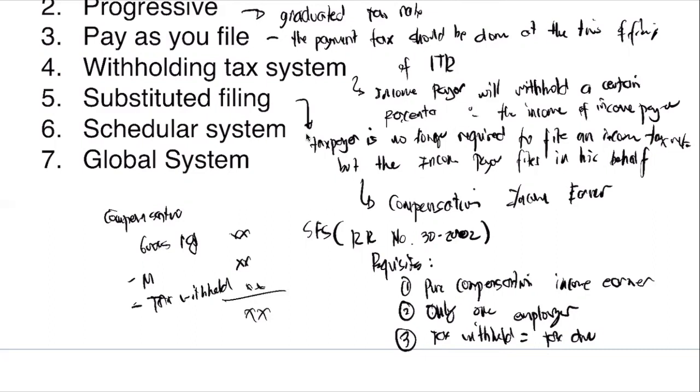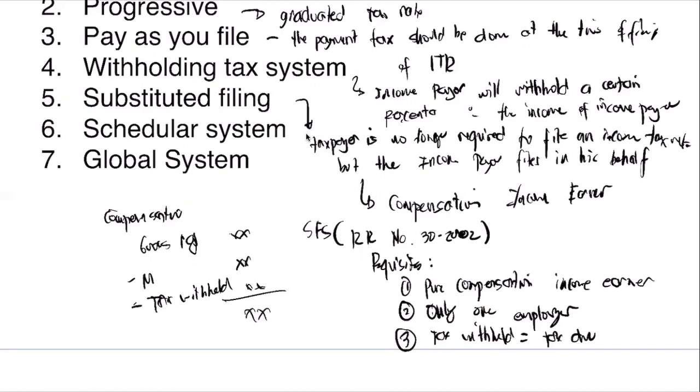What happens here? It is the income payer who actually files the return for the income payee, and this only applies to compensation income earners. And when we say compensation income earner, it is a pure compensation income earner, which only has one employer, and the tax withheld is equal to tax due.